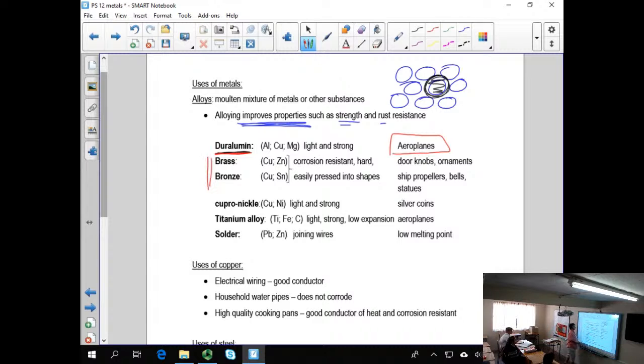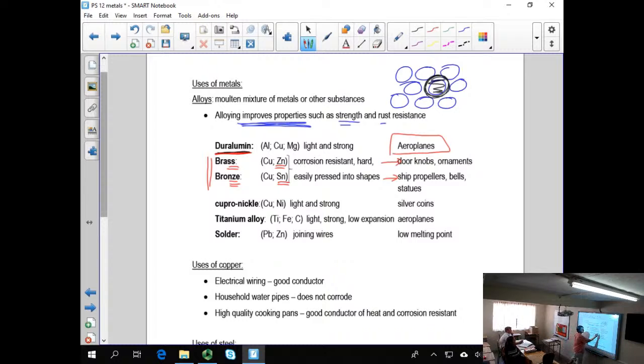Then two very well-known ones, brass and bronze. Take note, brass with the S's contains zinc with a Z. And bronze with a Z contains tin with the S. All right, don't go and confuse them because one very easily does. So brass and bronze, both of them are very corrosion resistant, very hard, easily shaped by pressing it or by hammering it or by heating it and molding it. So for brass, we make doorknobs and ornaments. For bronze, large structures like ships' propellers, bells, the bell outside in the courtyard will be made from bronze.